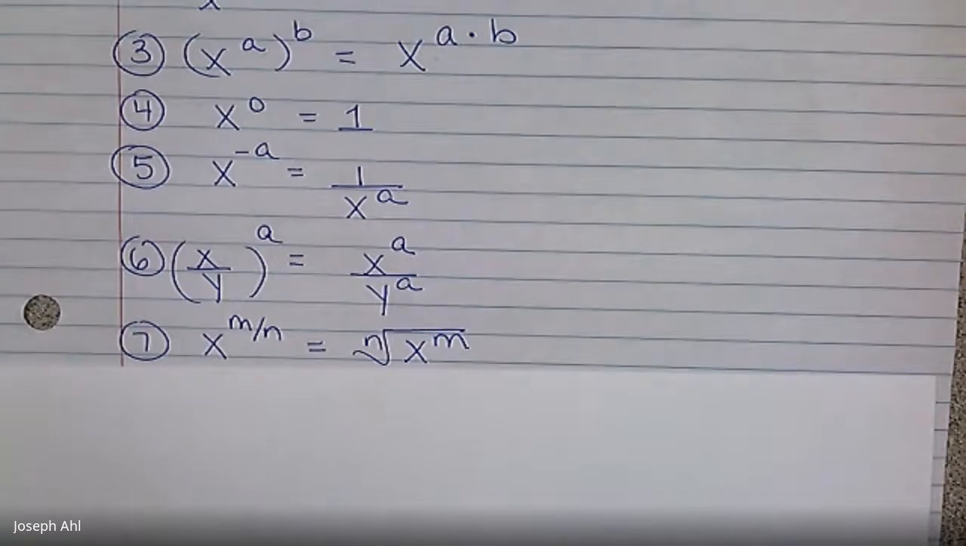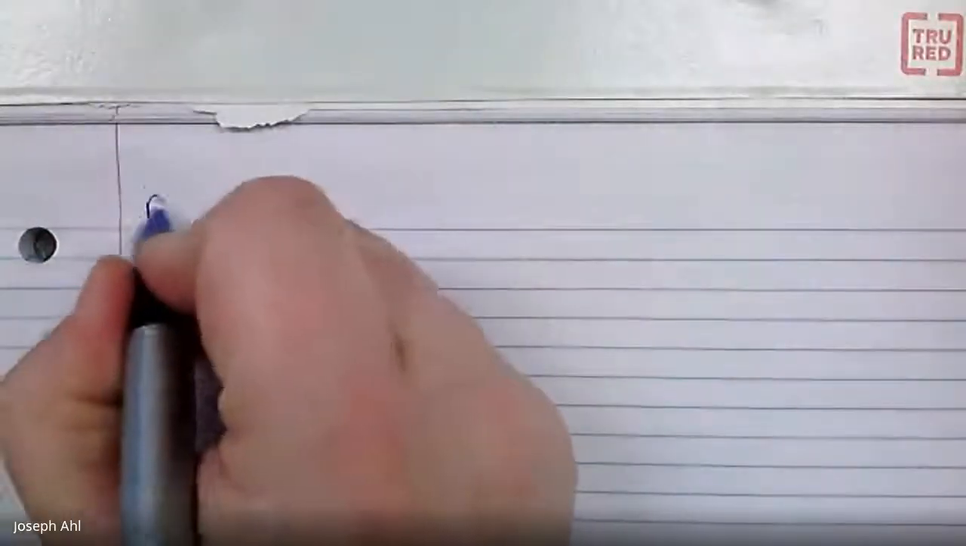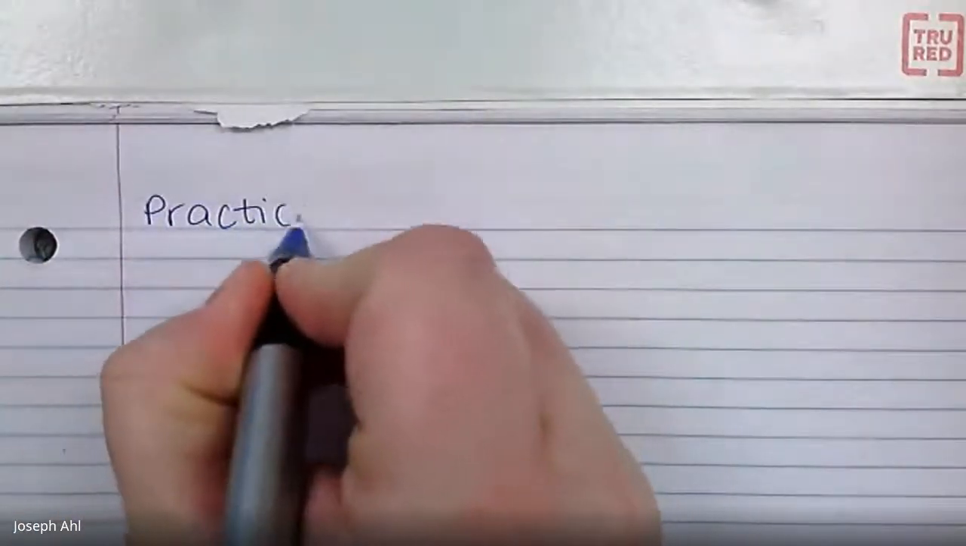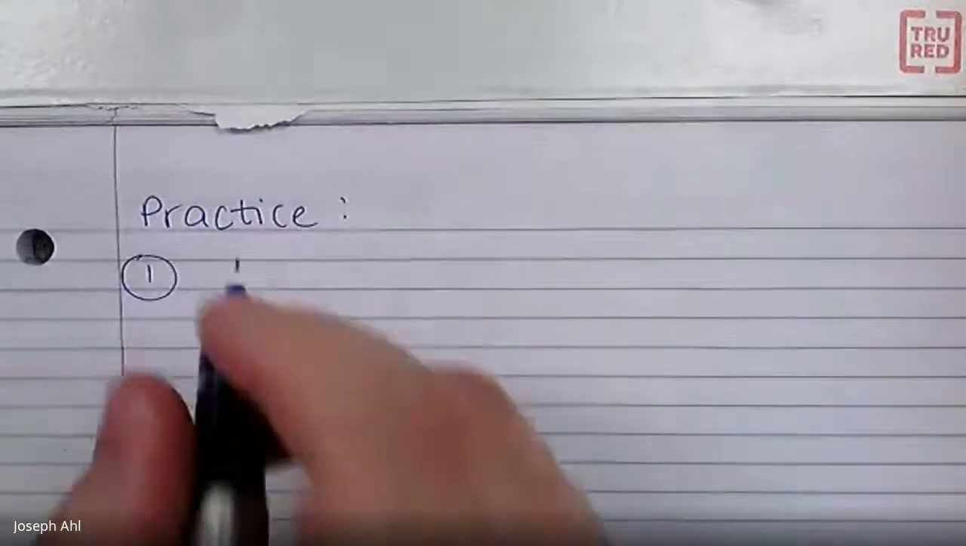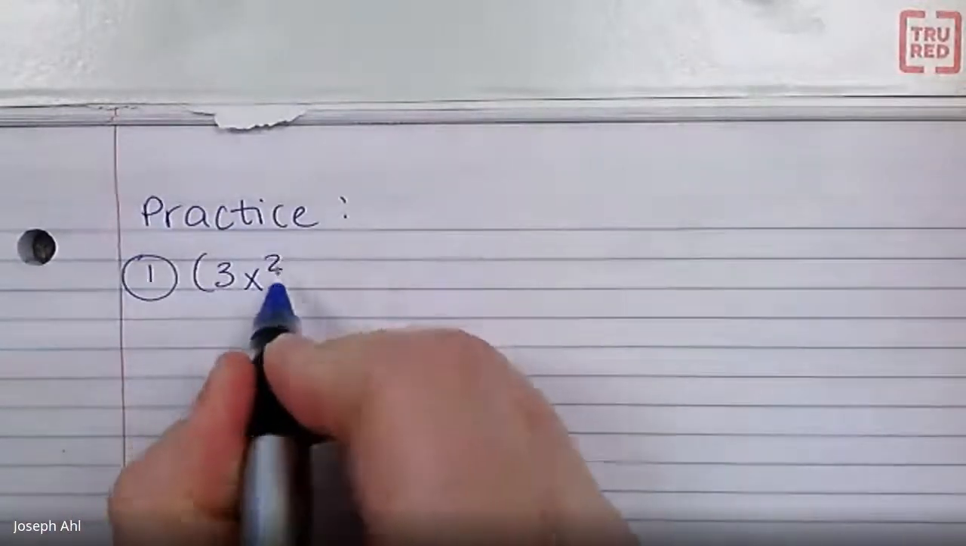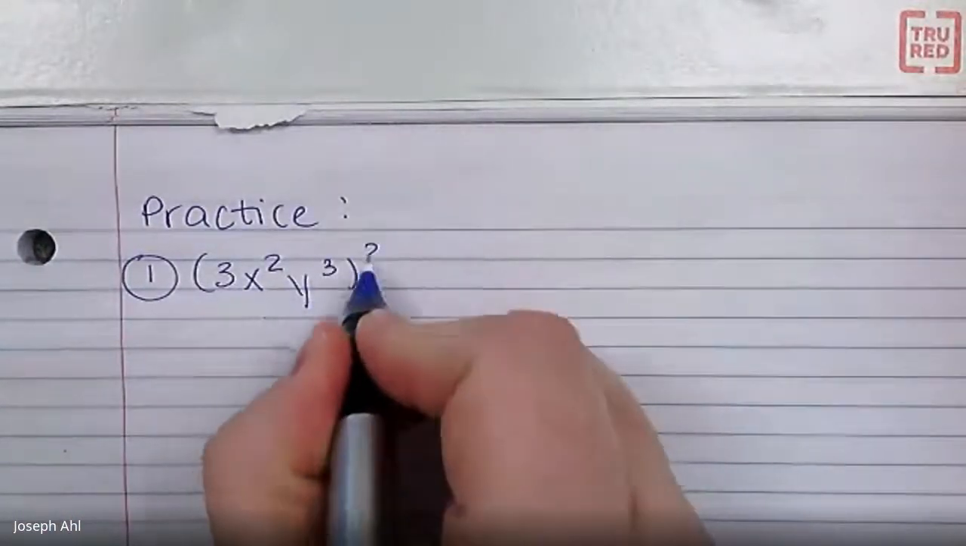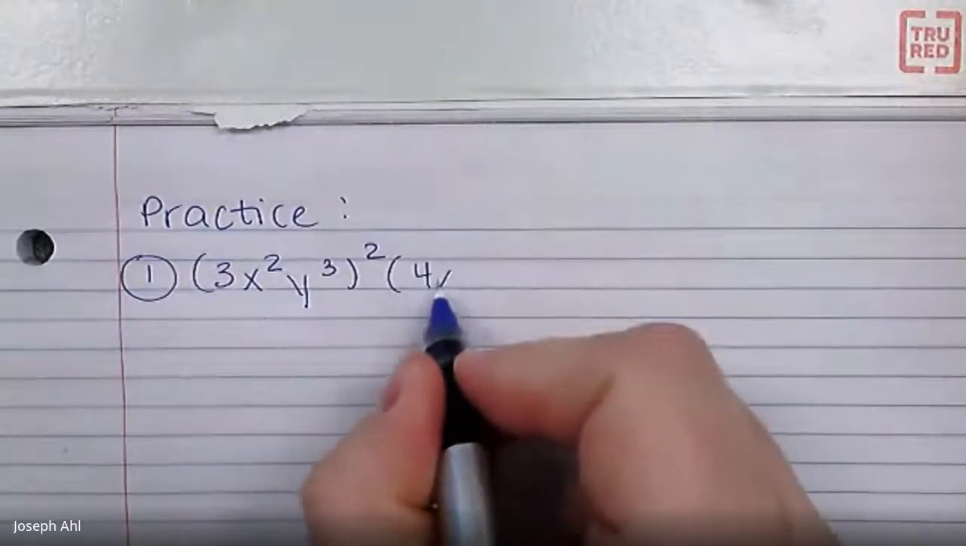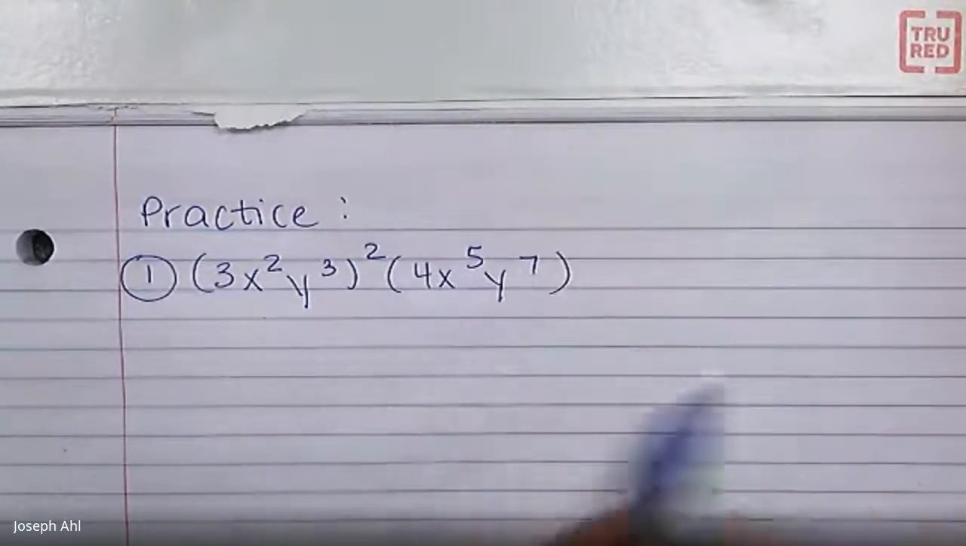And now what we're going to do is, like promised, put them to practice. So if we take a look at some practice questions here, let's start with something like 3x squared y cubed, all squared, times 4x to the 5th y to the 7th.